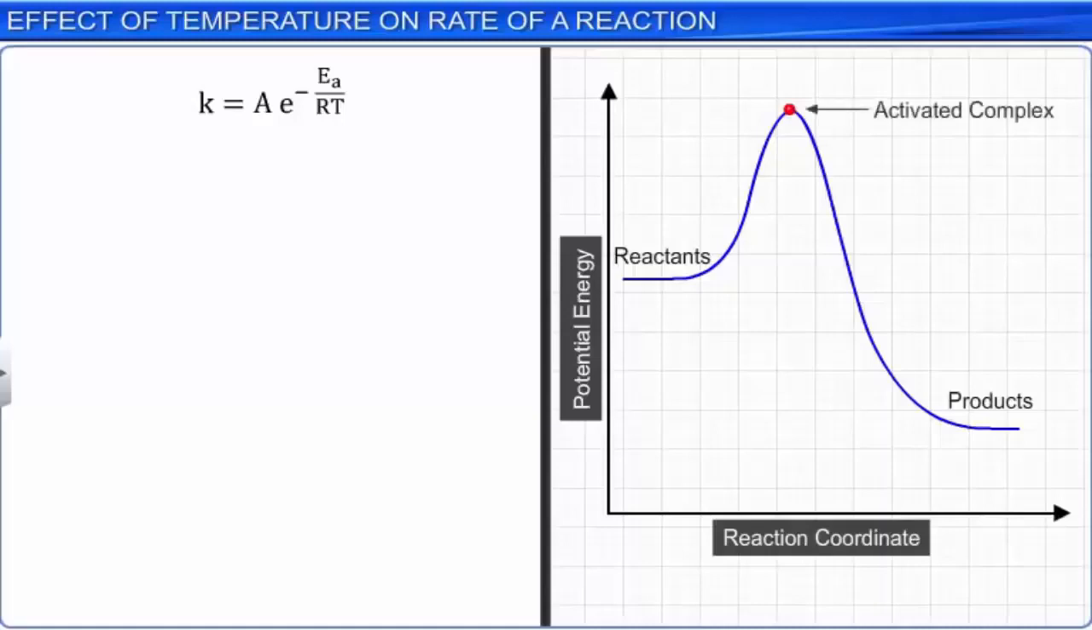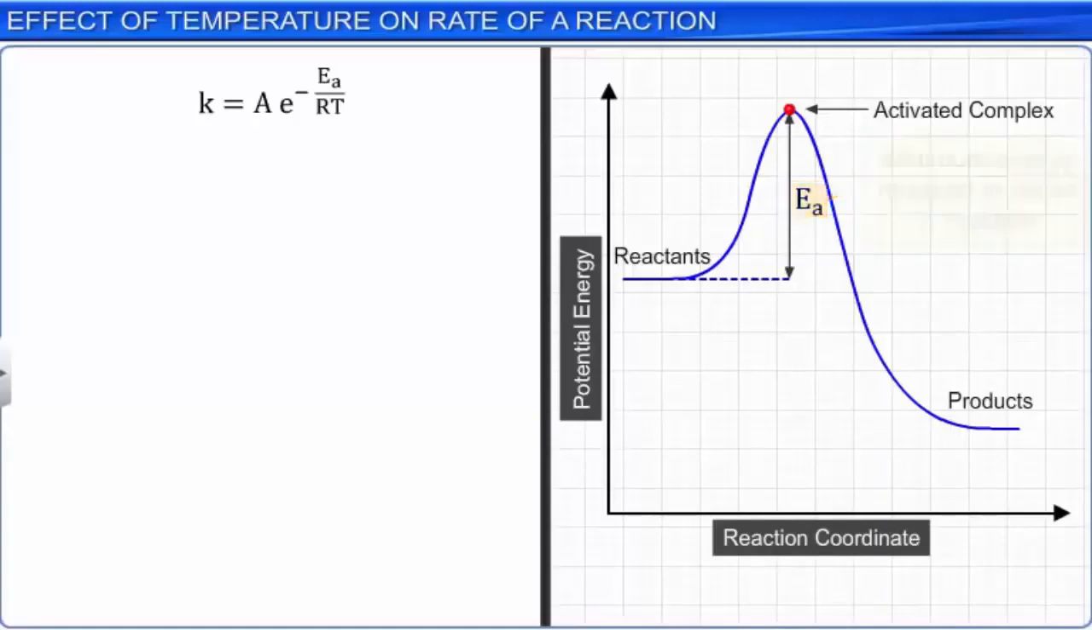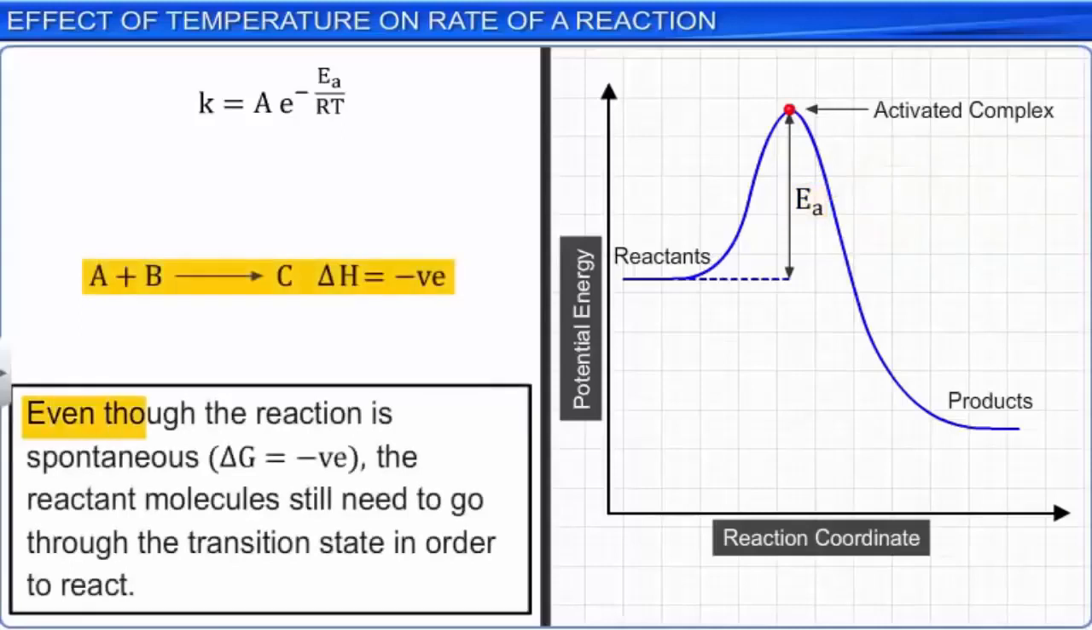The energy required by the reactant molecules to reach this transition state is known as activation energy, EA. In other words, this is the minimum energy required to cause a reaction. Even though the overall delta G of the reaction may be negative, the reactant molecules still need to go through the transition state in order to react.